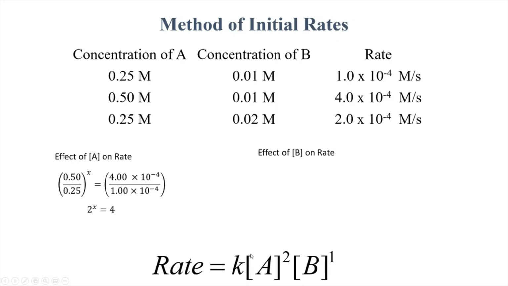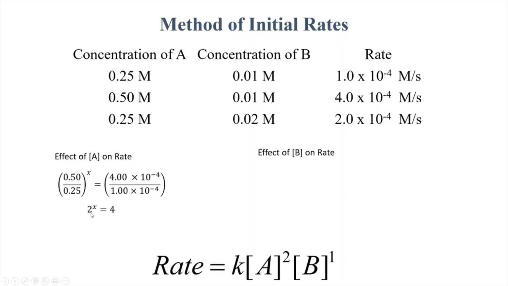So remember, when we wrote the general rate equation, we have A to some power, and we want to know what is that power. So if we take the ratio of the concentrations and we take the ratio of the rates, we see that the ratio of the concentrations is a factor of 2, and that the ratio of the rates, 4 times 10 to the minus 4 divided by 1 times 10 to the minus 4, is a ratio of 4. If you plug that into your calculators, you're going to get a 4.